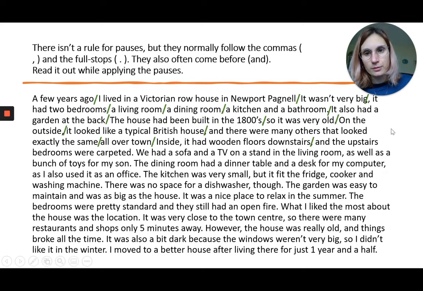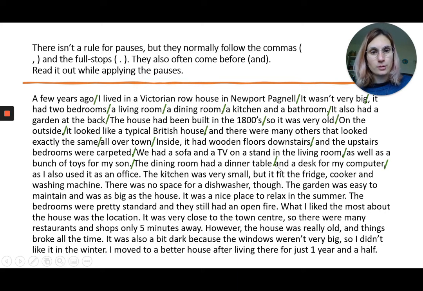And the upstairs bedrooms were carpeted. We had a sofa and a TV on a stand in the living room, as well as a bunch of toys for my son. The dining room had a dinner table and a desk for my computer. So here, because this is a long clause, you could decide to pause before and. Before and is always a good place to pause if you need to, because and separates two things, so it's usually a natural one.